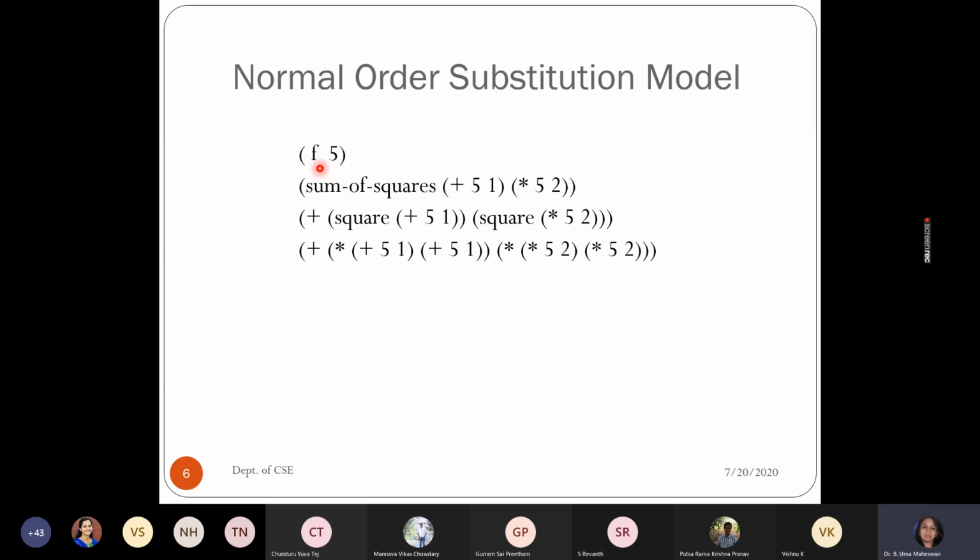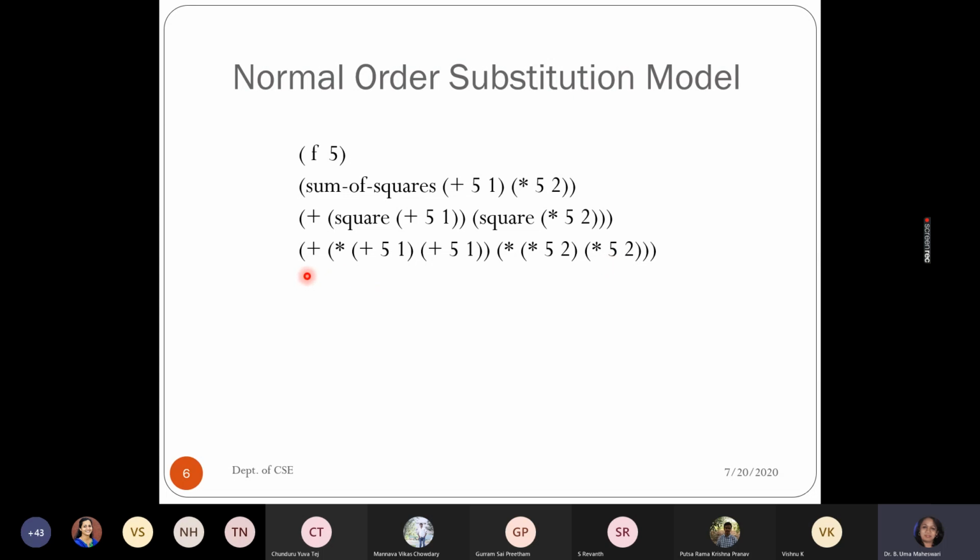Now f is calling sum of squares and a is substituted. The sum of squares is calling the square function, and the arguments are taken as they are, not evaluated. And the square, what is that square? Once again 5 plus 1 will be repeated. According to the definition, square of a is nothing but a into a, right? So this parameter is substituted as it is, as it is expanded. Square of 5 into 2, so 5 into 2 is carried on as it is to the next level.